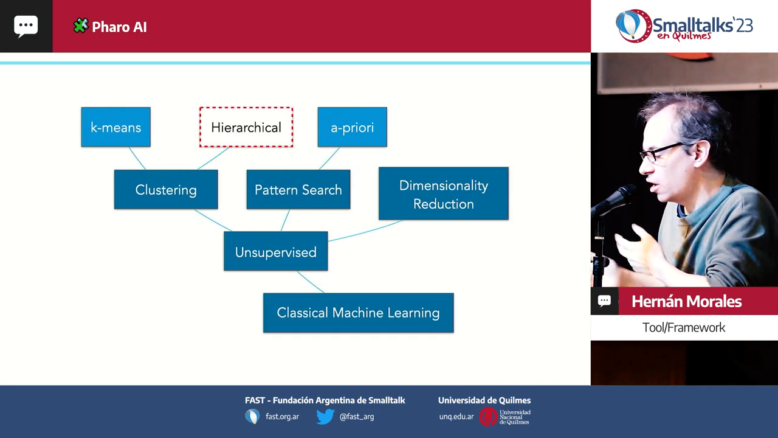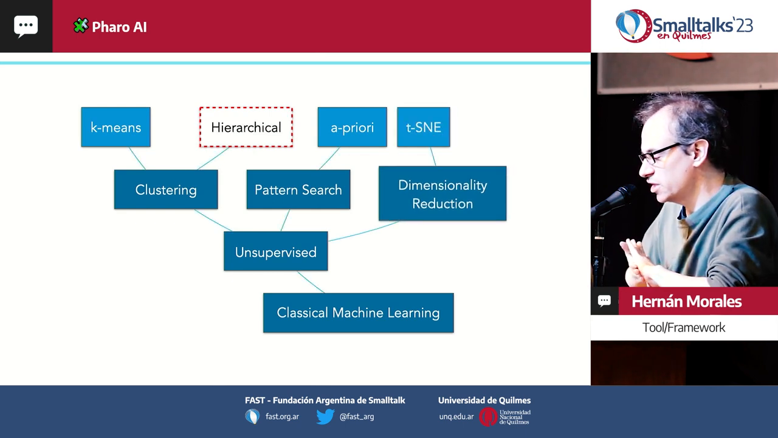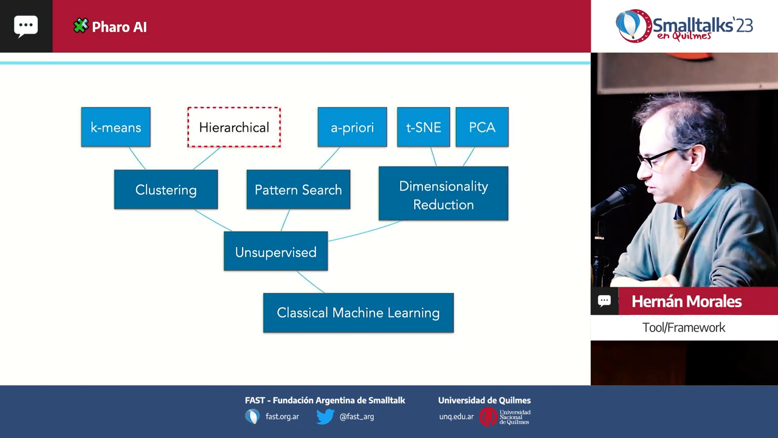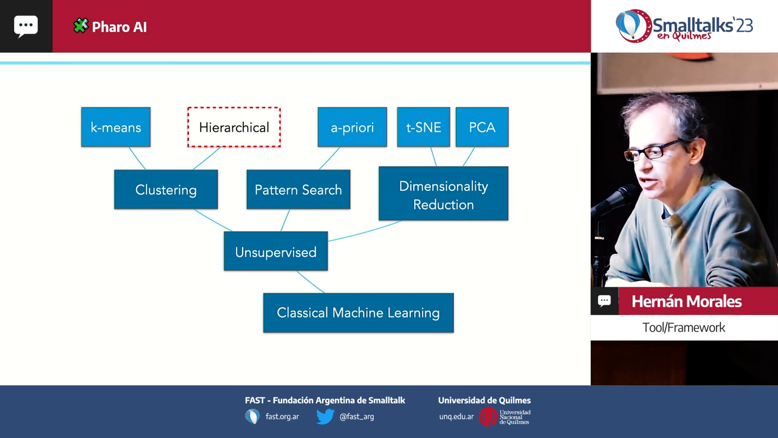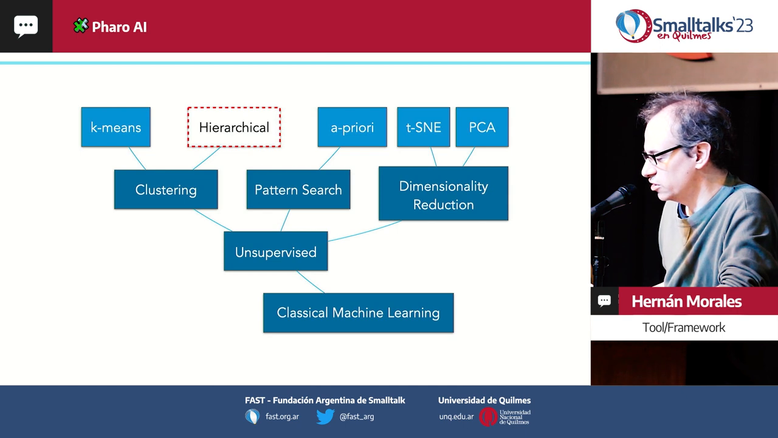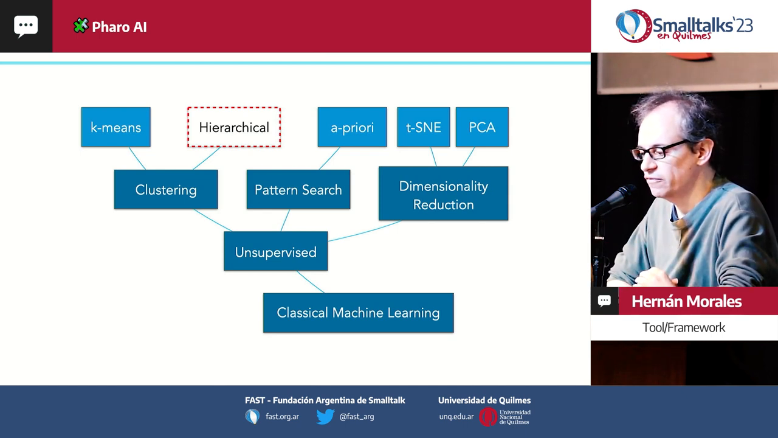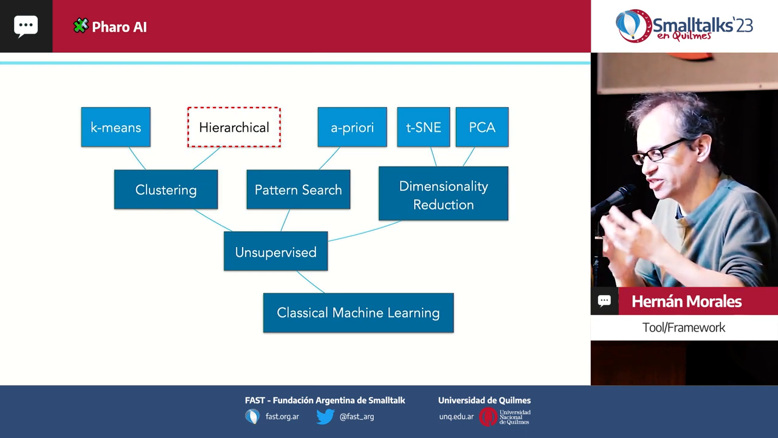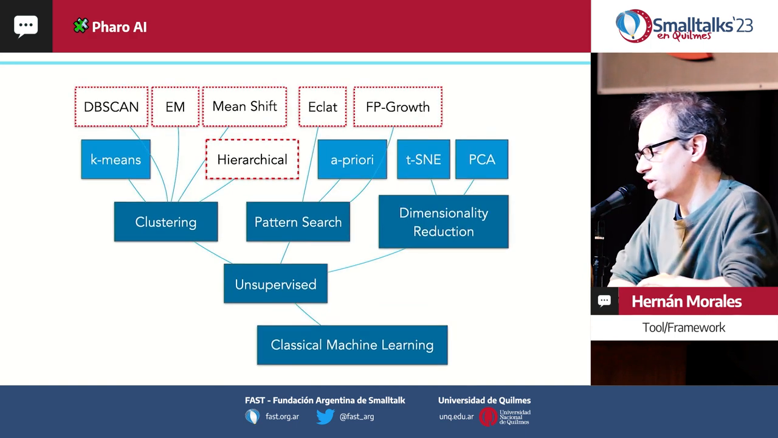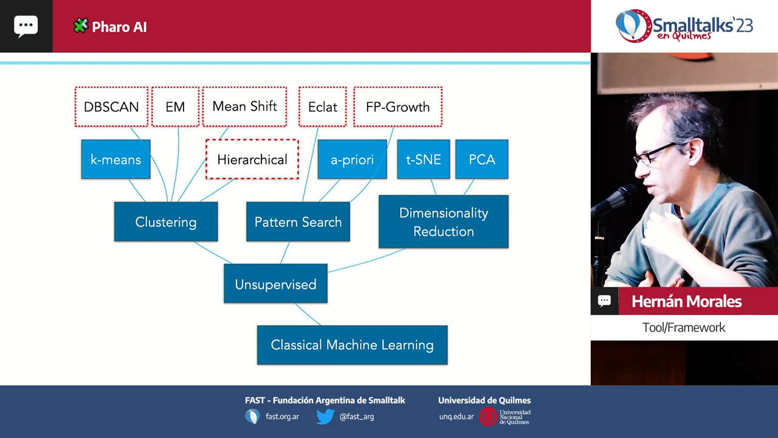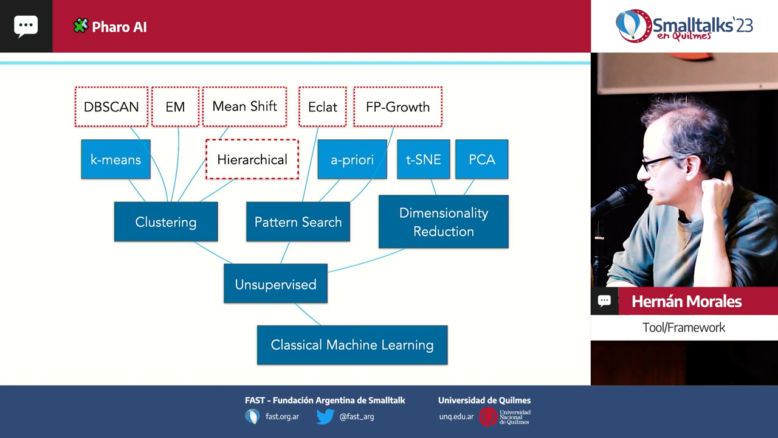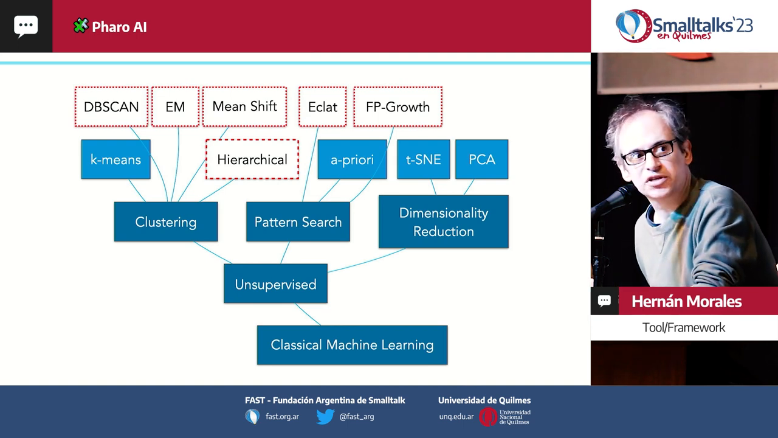We also have algorithms for dimensionality reduction, for example, t-distributed stochastic neighbor embedding and principal component analysis. These are mathematical methods used to reduce the number of features while preserving the explanation, in such a way that the new variables can still represent the previous variables. And of course, we have a lot of things to do yet. Some algorithms like density-based spatial clustering, expectation maximization, mean shift, and others are still to be implemented.